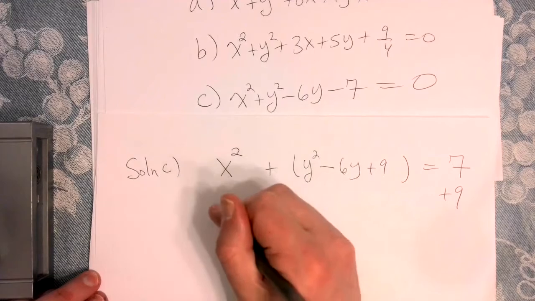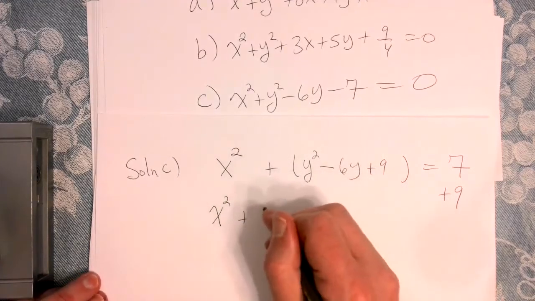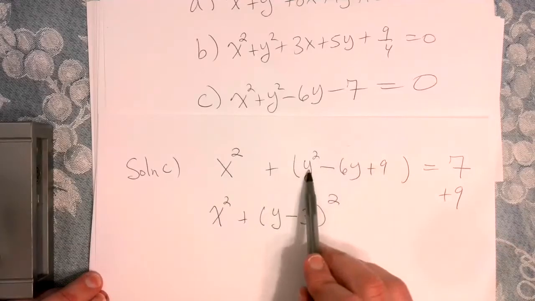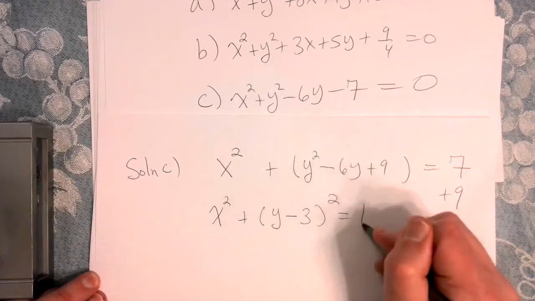Okay, there's nothing to do here, so leave that x squared. And then we can factor this. This will factor into (y - 3) quantity squared, again the square root, this sign here. That equals 16.